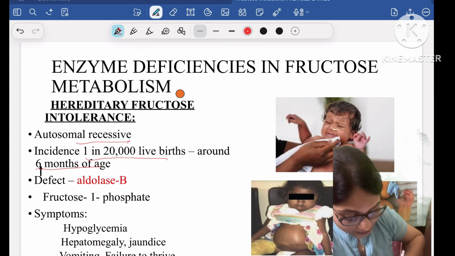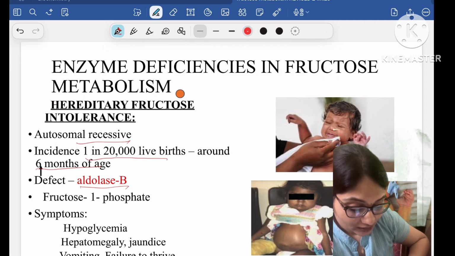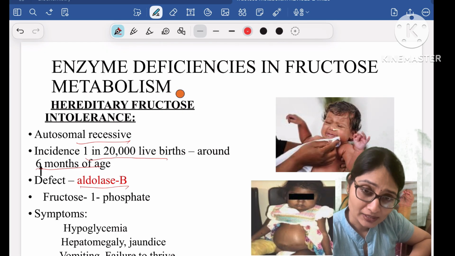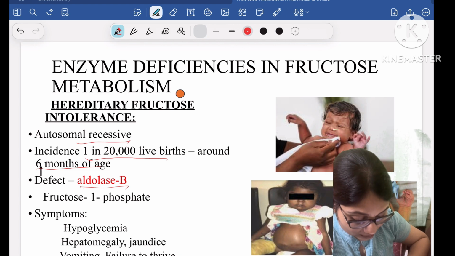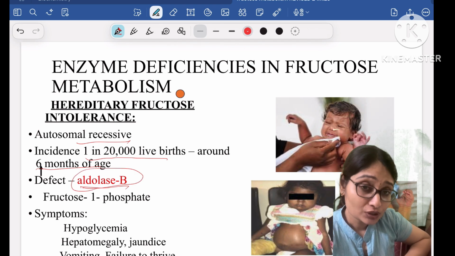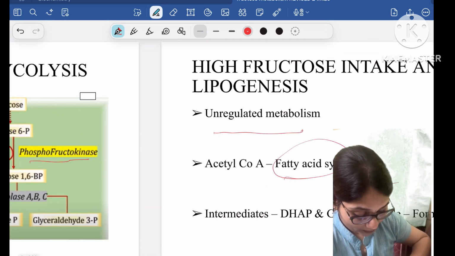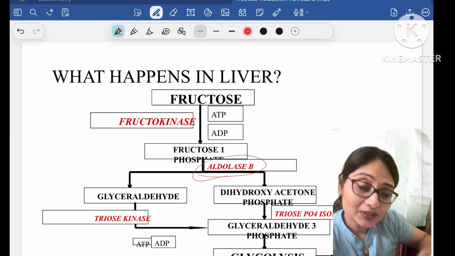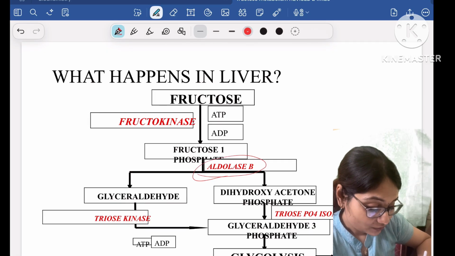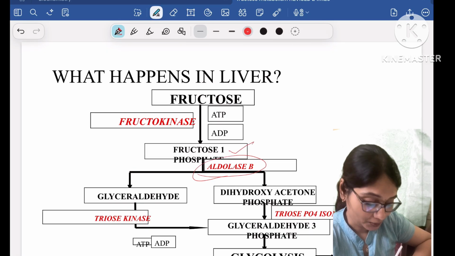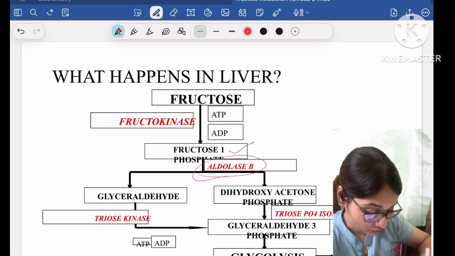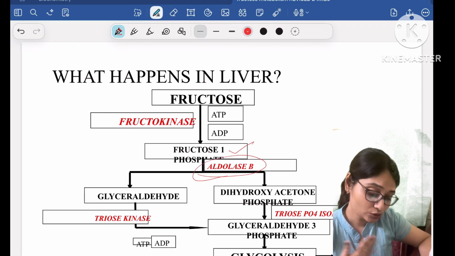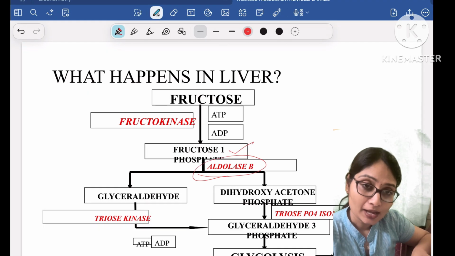So the defect here is due to aldolase B. Hereditary fructose intolerance is an autosomal recessive condition, and the defect here is in aldolase B. If you recall the pathway, can we go back to the pathway here? Yes, this aldolase B is defective. So if aldolase B is defective, which precursor gets accumulated? It is fructose 1-phosphate which gets accumulated. Fructose 1-phosphate cannot move past aldolase B, and hence fructose 1-phosphate accumulates.